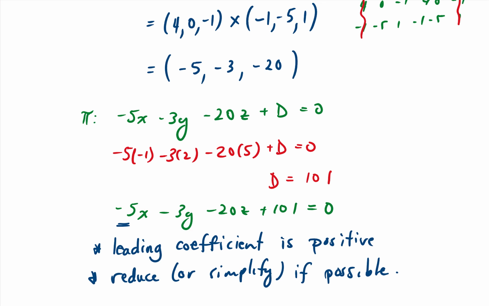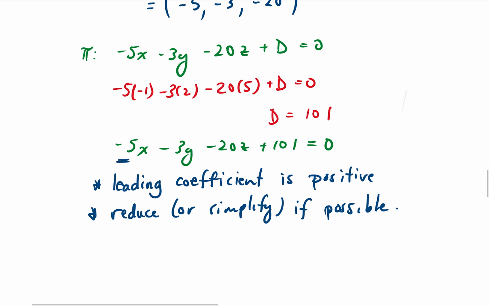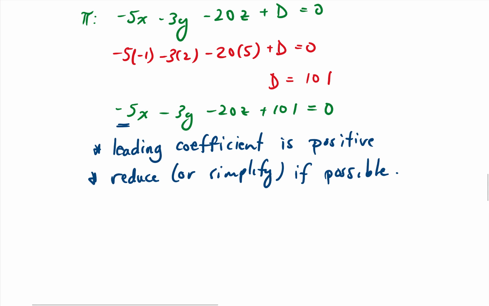So first thing, the leading coefficient should be positive, and the second thing is that you should reduce or simplify if possible. So imagine this was 10x, 6y, 40z, and 202. You should be able to divide everything by 2 and simplify the expression. So for these examples, we should all have the same equation for our plane. So for this one, all we need to do is multiply everything by negative 1, and we get our plane is 5x plus 3y plus 20z minus 101 equals 0.